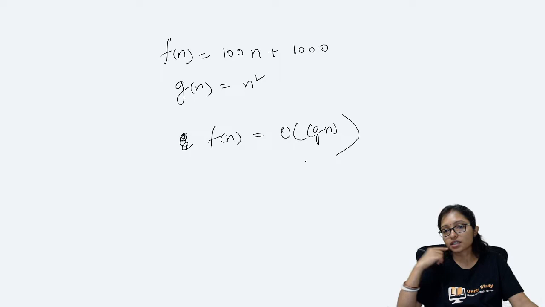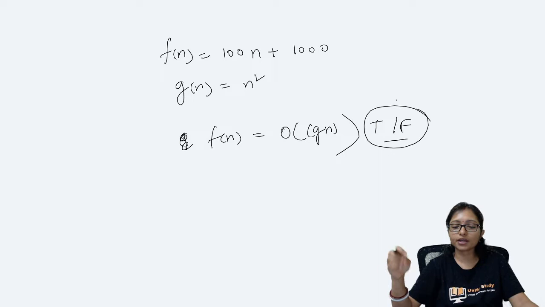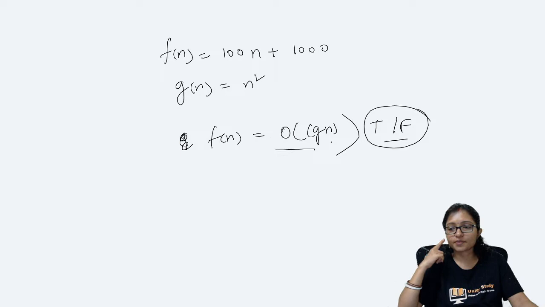Here I cannot start the poll. Here you have to answer in the chat box. Tell me in the chat box. Fn is big O of gn. Is it true or false? Rajkumar is telling false. Gauri is telling false. Thasin is telling yes. True, true, yes.